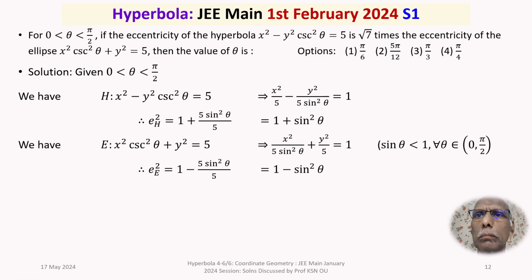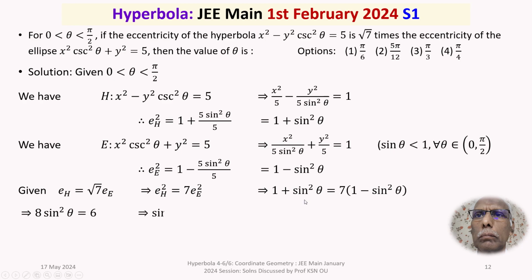Agreed. And you are given the eccentricity of the hyperbola is root of 7 times the eccentricity of the ellipse. Squaring on both sides, EH square is equal to 7 times EE square. EH square is 1 plus sine square theta, is equal to 7 times EE square, which is 1 minus sine square theta. Now simplify. You will get 8 sine square theta is equal to 6. This will imply sine theta is equal to plus or minus under the square root of 3 by 2.